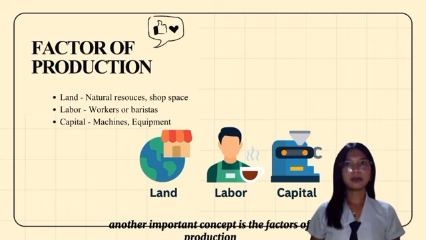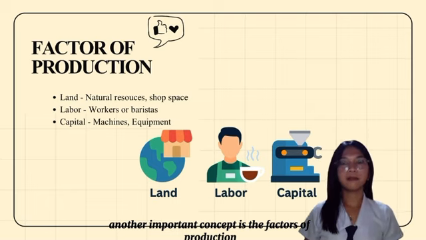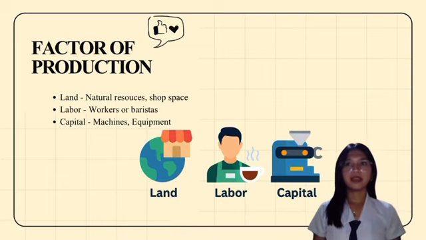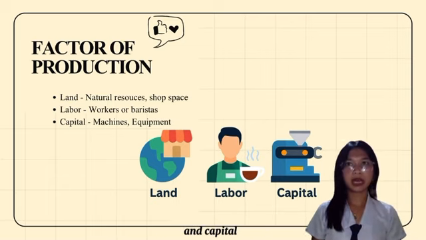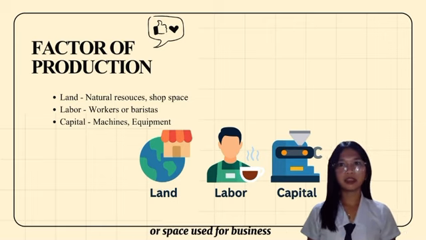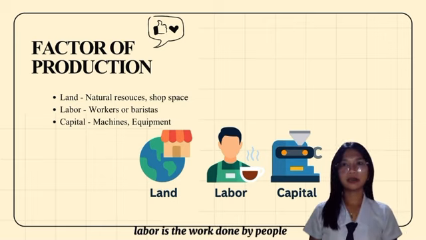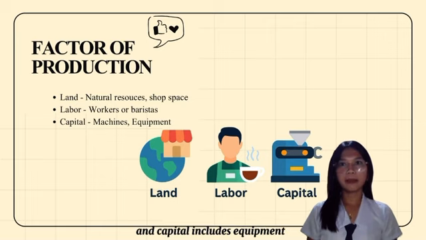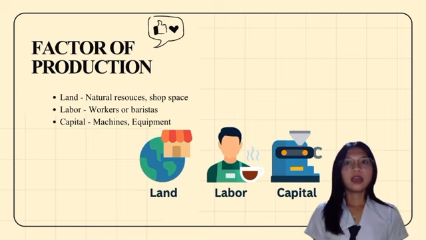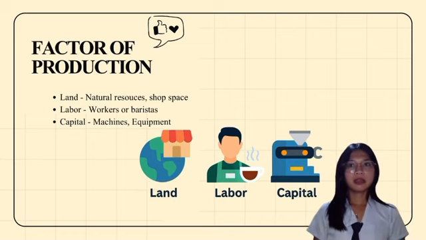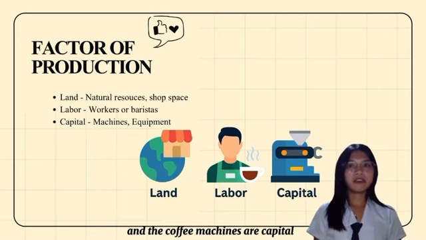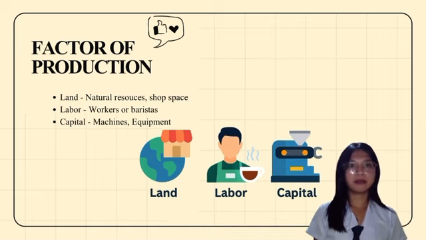Another important concept is the factors of production, which are the inputs used to make goods and services. This includes land, labor, and capital. Land refers to natural resources or space used for business. Labor is the work done by people, and capital includes equipment, tools, and machines. In our coffee shop example, the shop space is land, the baristas are labor, and the coffee machines are capital.